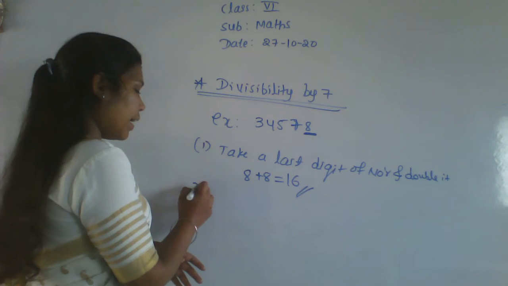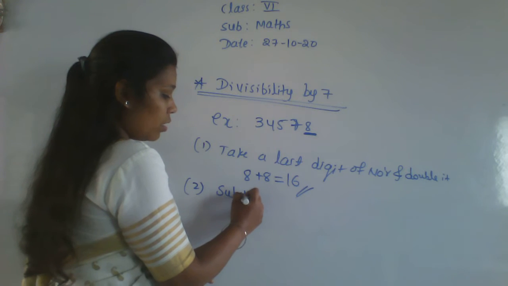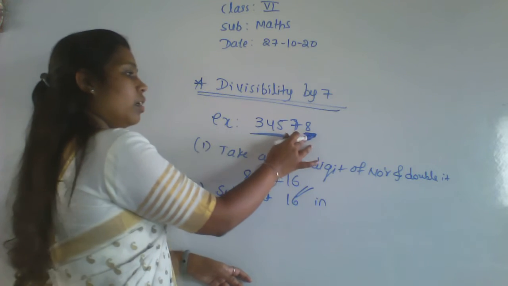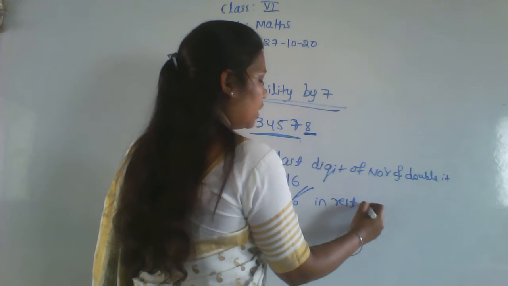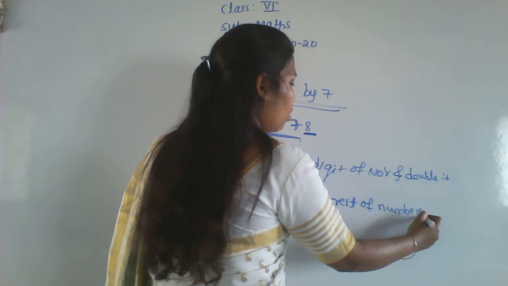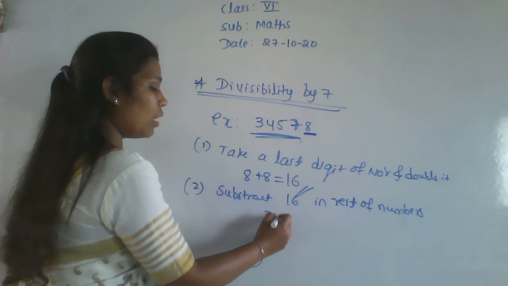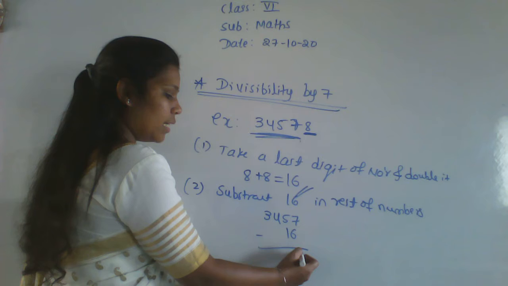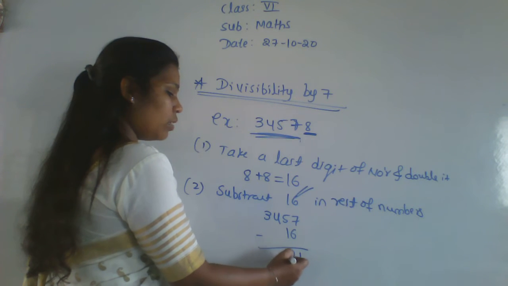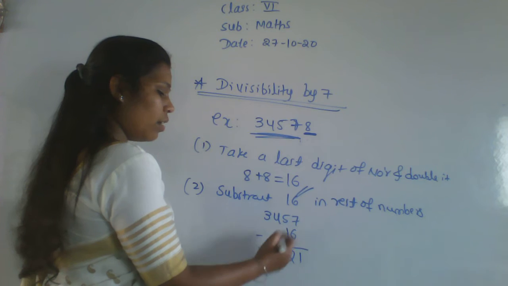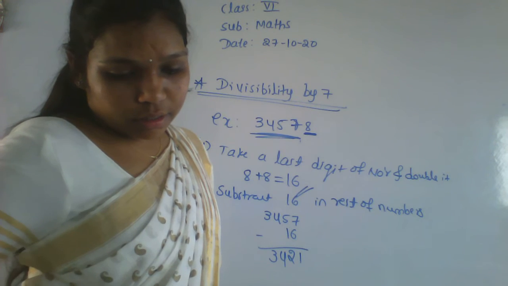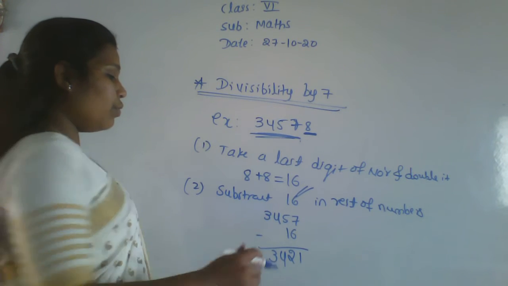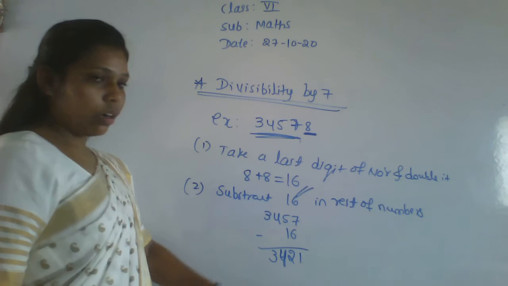So the second step is subtract 16 from the rest of the numbers. What are the rest of the numbers? That is 3457. Subtract here: 7 minus 6, that is 1. 5 minus 1, 4. Here 4 and here 3. So 3421 we got.